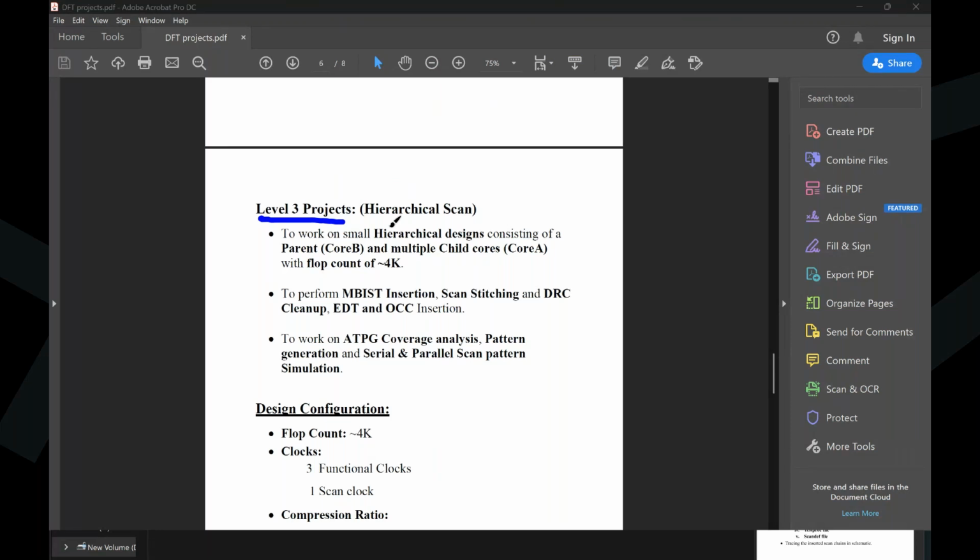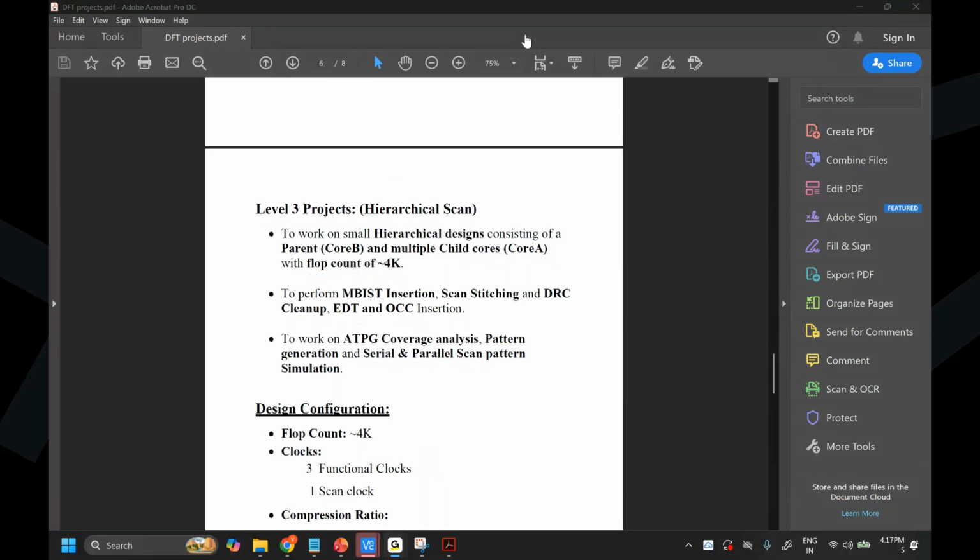Level 3 projects is nothing but hierarchical scan. So we will work on a hierarchical design with a parent core, core B, and multiple child cores, core A. The flop count will be around 4K. We'll be performing MBIST insertion, scan chain stitching, DRC cleanup, EDT and OCC insertion, ATPG coverage analysis, pattern generation, serial and parallel scan pattern simulation. All these things we'll be doing.